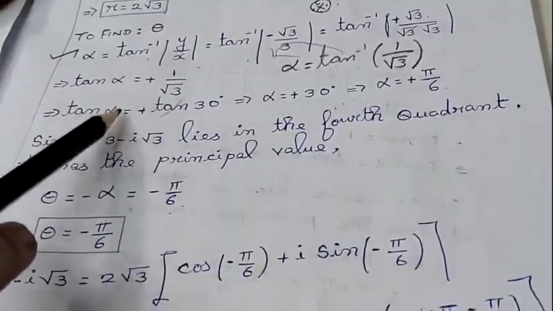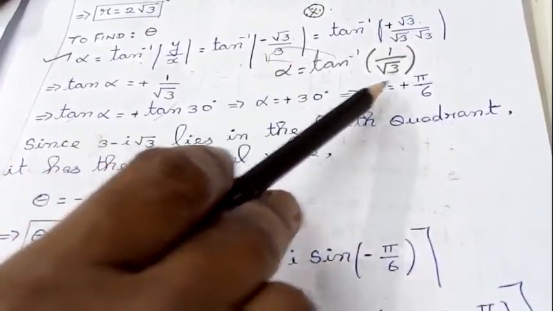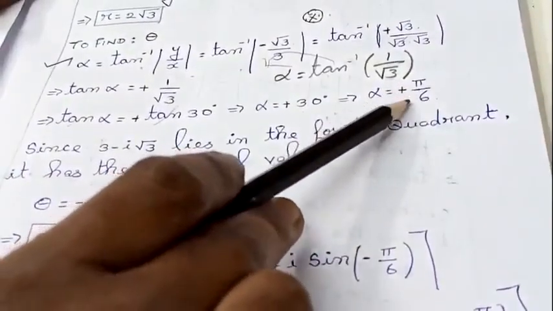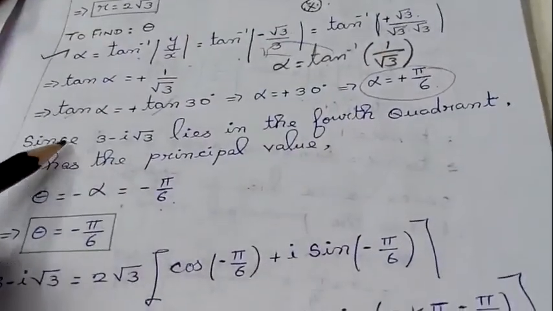What is the value for alpha I am getting here, students? That is, the angle is 30 degree. This 30 degree is nothing but pi by 6. Alpha is equal to pi by 6. So what is the value for alpha I am getting here? Pi by 6. Now I am going to find theta. So before finding theta, I am just checking here.